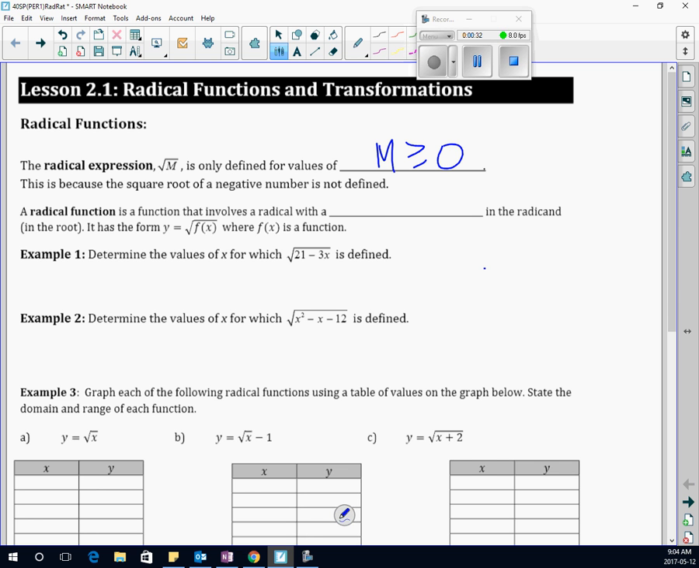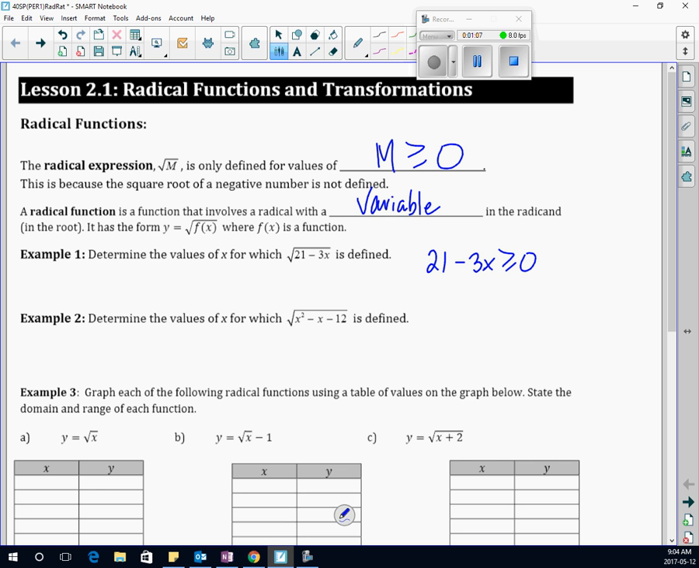Okay, a radical function is a function that involves a radical with a variable in the radicand, which is inside the root. It has the form of y equals the square root of f of x, where f of x is a function. So the first thing we have to know is to determine values of x where it's defined. That means whatever's inside the radical has to be greater than or equal to 0. So 21 minus 3x has to be greater than or equal to 0.